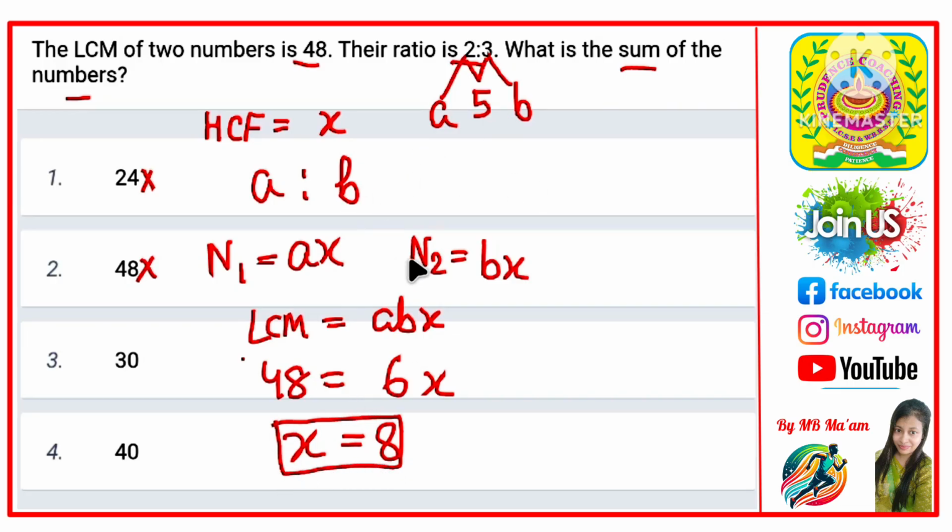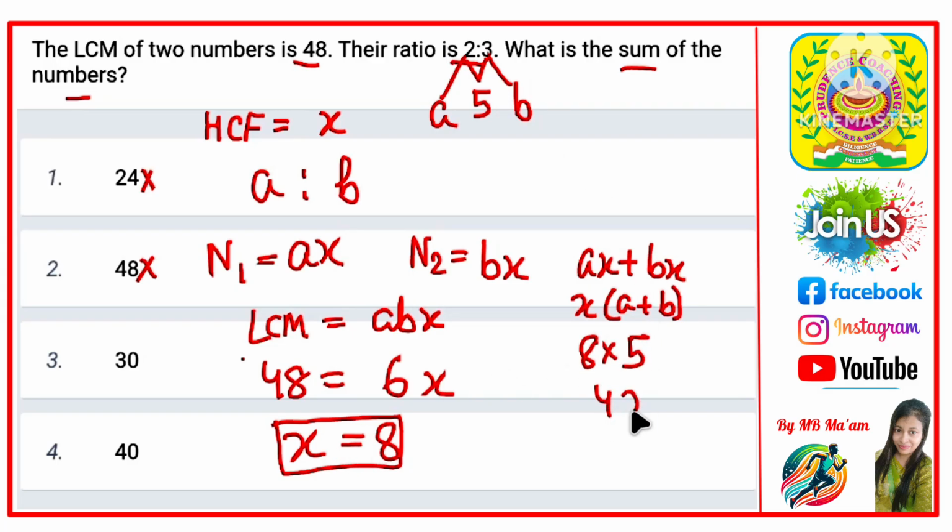Now you need to find out the sum of the numbers. So if we add these two, what are we getting? We are getting ax plus bx. If we take x as common, then you are getting x into (a plus b). Here a plus b is 2 plus 3, that is 5, and here x is 8. So 8 into 5, you are getting 40. Option number 4 will be your correct answer.